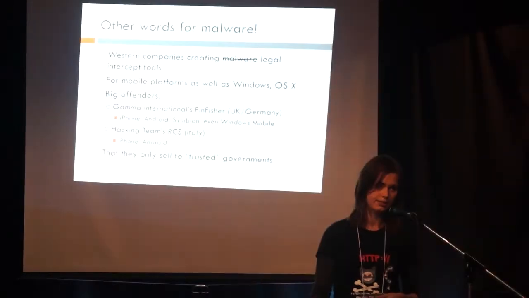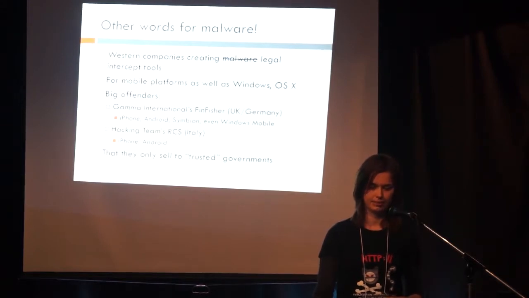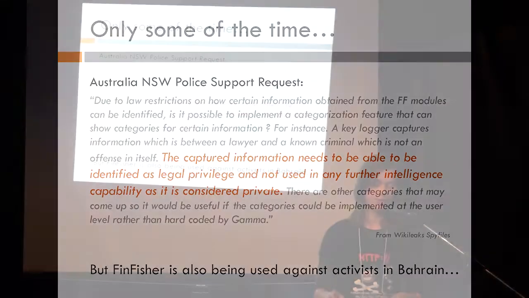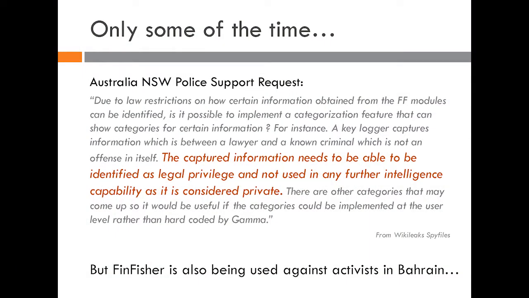What they like to do is say, hey, we only sell to trusted governments. And some of the time they do. Gamma International recently had about 40 gigs of documents leaked. So this is a support request that was in the leaked documents, and this was actually from Australia's New South Wales police. In this case, the police were actually pretty concerned that we need to respect what is legal privilege. But at the same time, FinFisher is also being used in countries that don't have the greatest human rights records, and just one example of that is Bahrain.